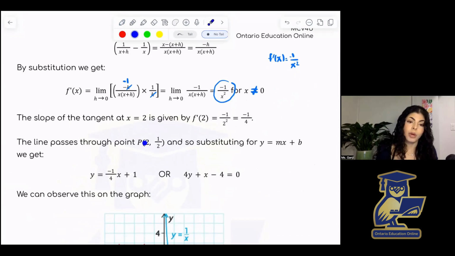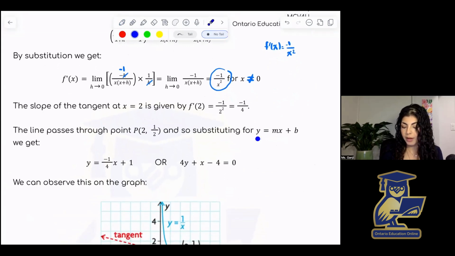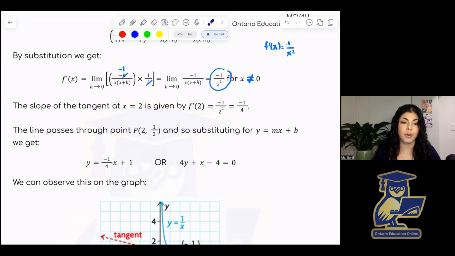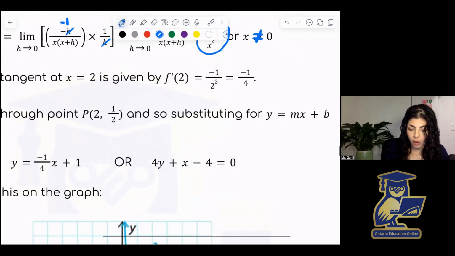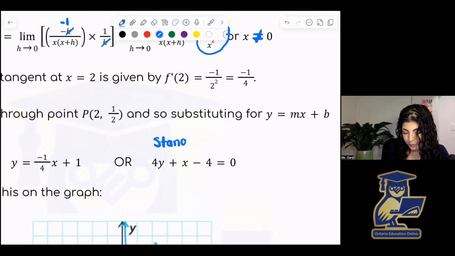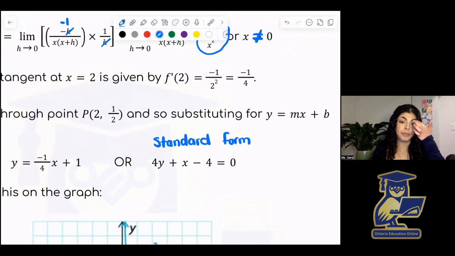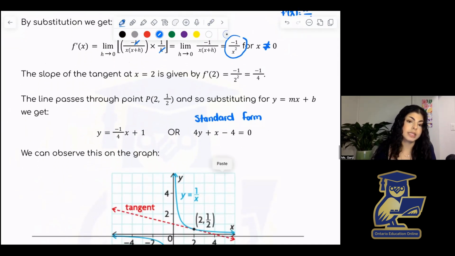And we knew the point as well, the point (2, 0.5). So substituting, we want to find linear equations such as y equals mx plus b. I have my slope there, and if I substitute the values of (2, 0.5), I'll get my b is 1. And I can also rewrite this in this format. If you remember, this is called the standard form for linear functions or linear equations. And these two both mean the same thing.